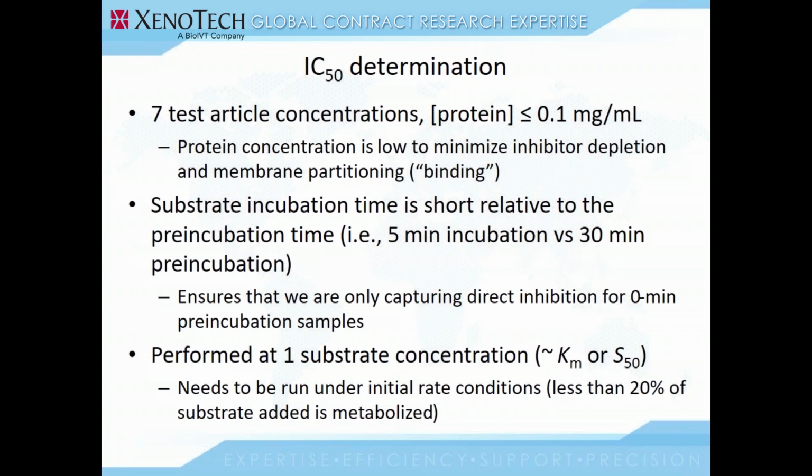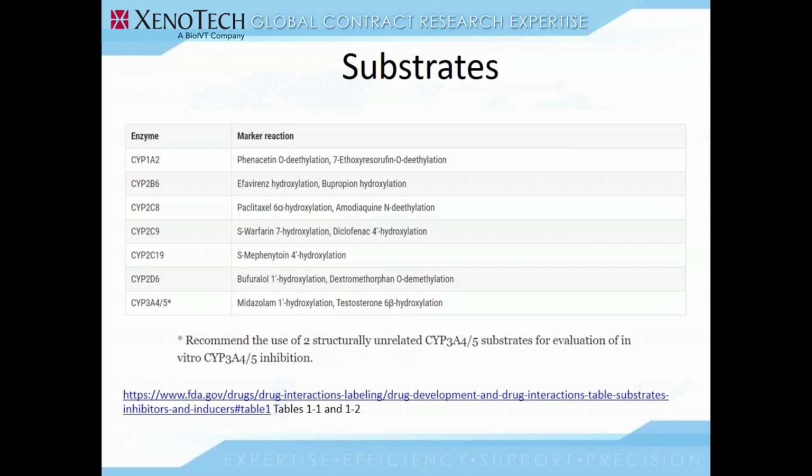This will be performed at one substrate concentration at approximately Km or equivalent, and along with the short incubation time, conducting the incubation at Km keeps the run under initial rate conditions. So this is such that less than 20% of the substrate added is metabolized. During selection of substrates, it's important to note that the FDA frowns upon use of non-specific substrates such as fluorescent probe substrates. The following is a list of commonly used in vitro probe substrates and their marker reactions. This can be found in Table 1-1 on the FDA's website on drug development and drug interactions, along with a list of suggested positive control inhibitors that's located in Table 1-2.